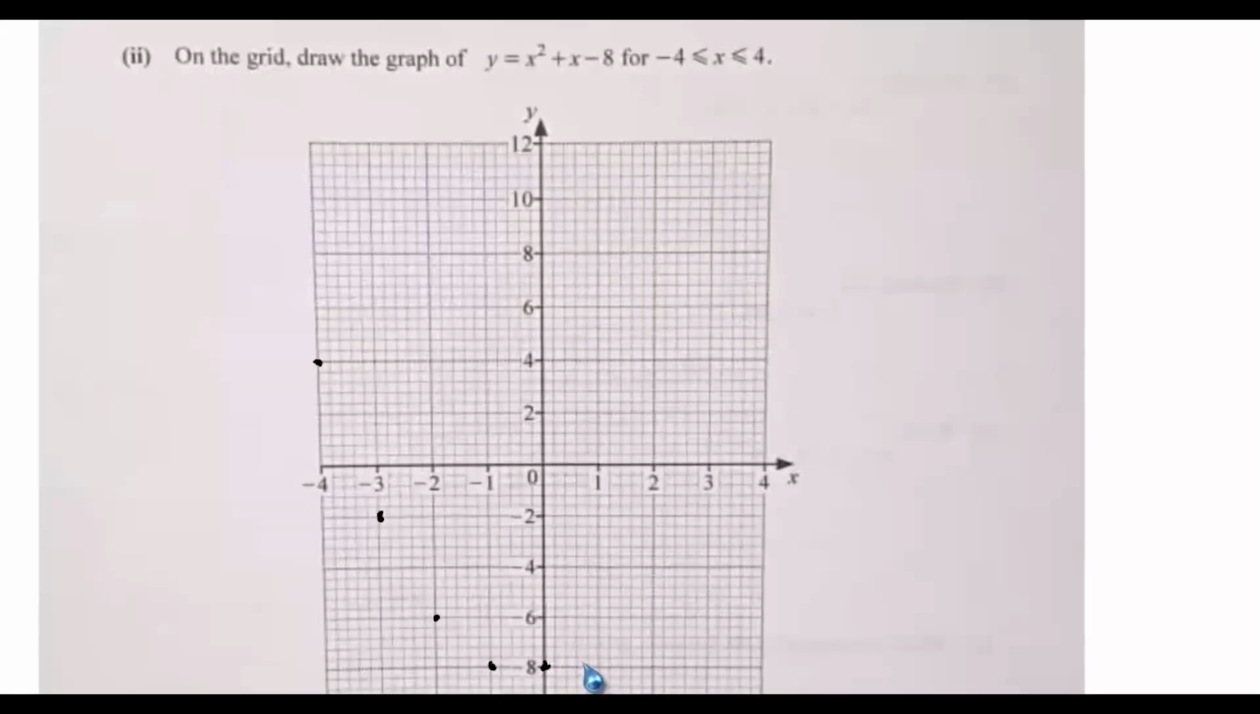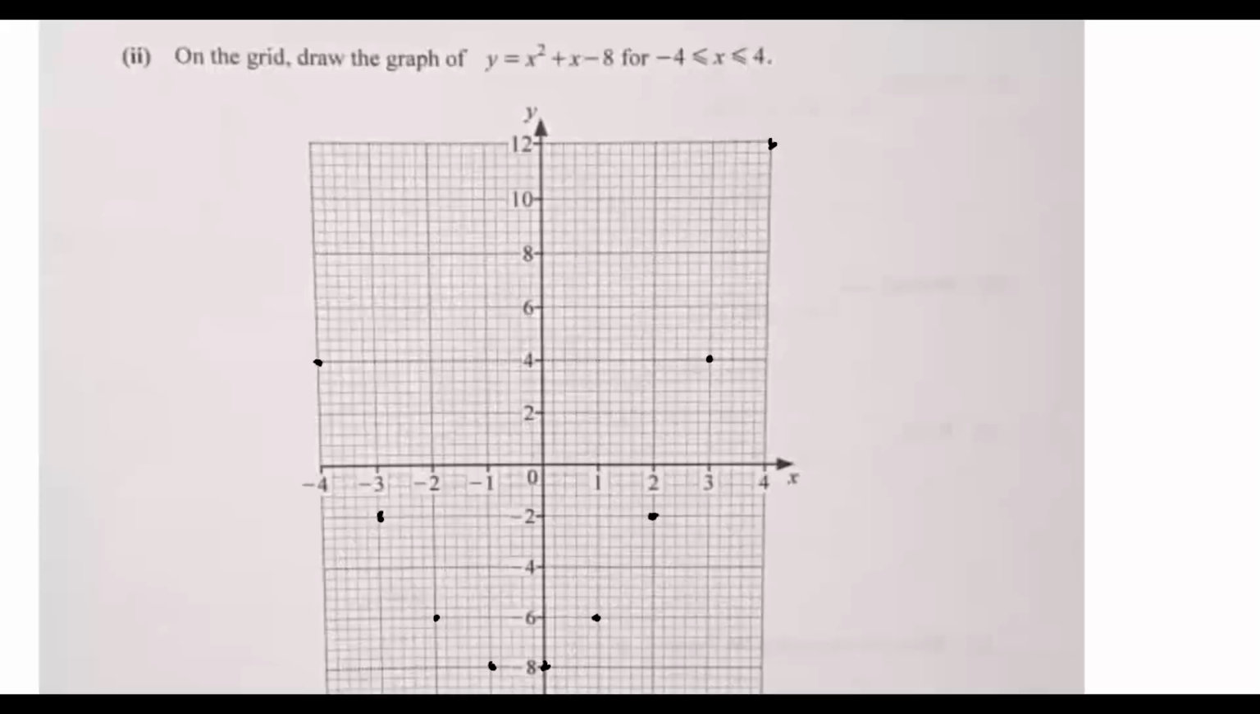Then 1 against negative 6, it will be here. Then 2 against negative 2, it will be here. Then we have 3 against 4, it will be here. Then you have 4 against 12, so it will be here.